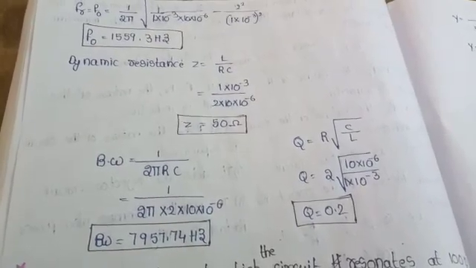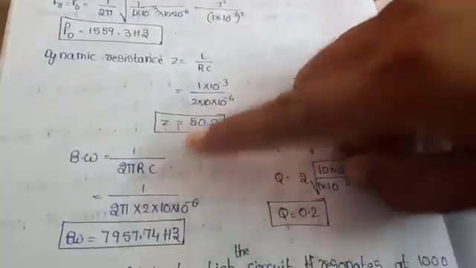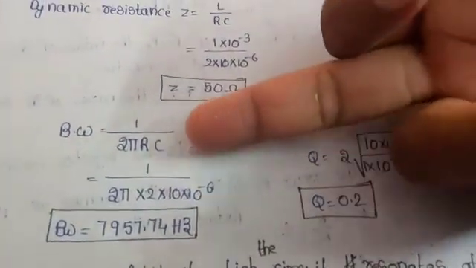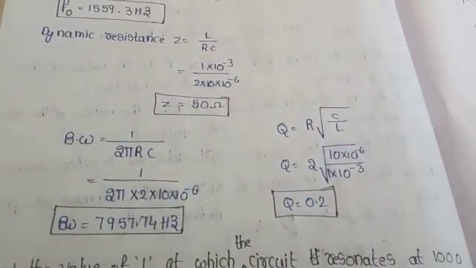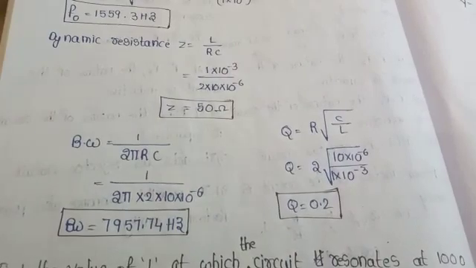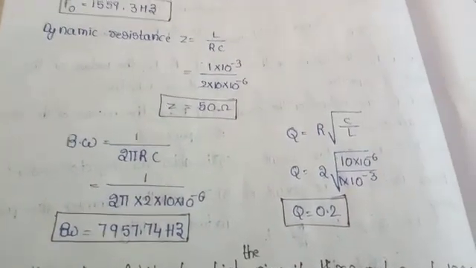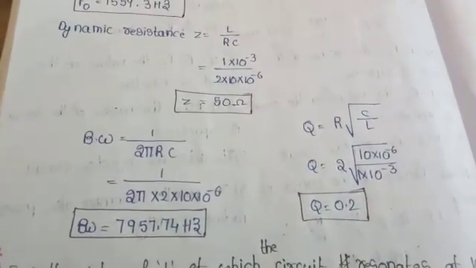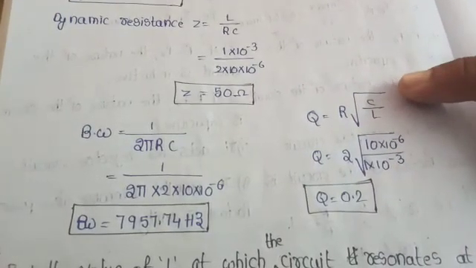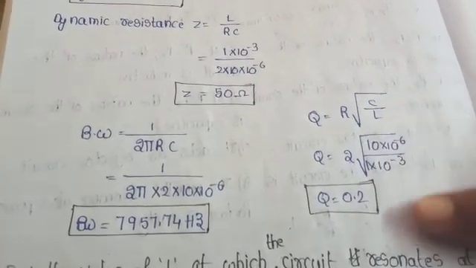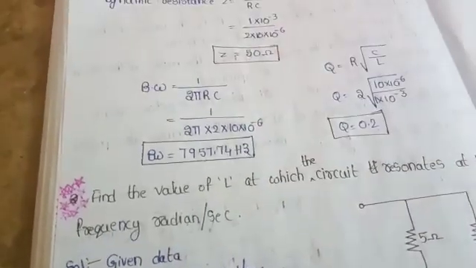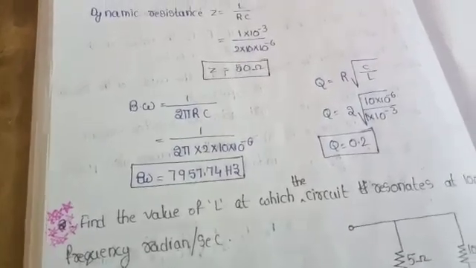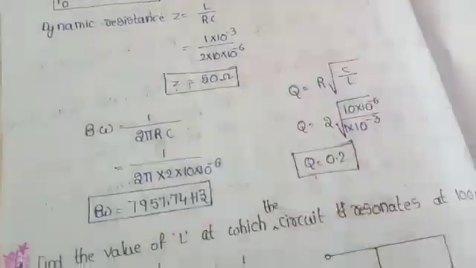So now bandwidth is 1 by 2 pi RC. We know all the R and C values. Substituting, we get bandwidth equal to 7957.74 Hz. And lastly, quality factor is R into root of C by L, 2 root 10 into 10 power minus 6 by 1 into 10 power minus 3. Quality factor is 0.2. That is a very low quality factor. So like that, we have to determine the different parameters with the help of formulas.